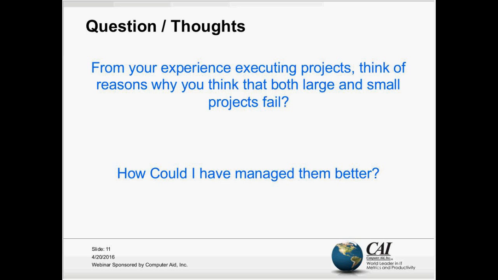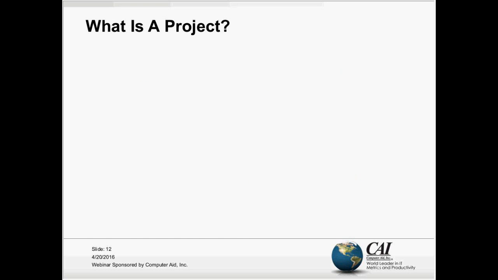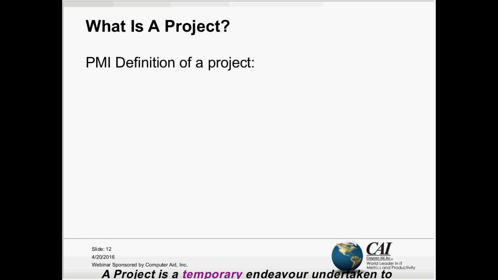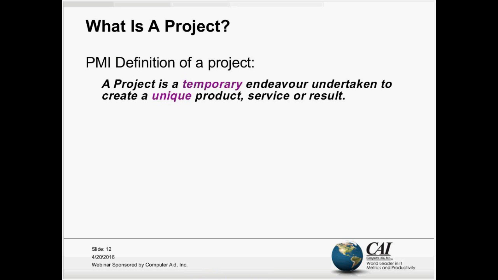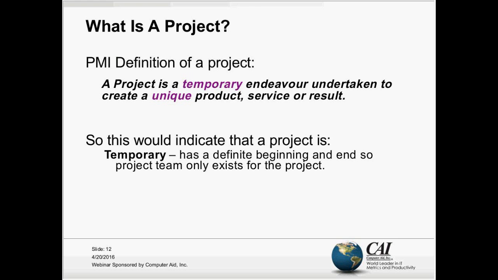So let's talk about what is a project. I think we all know, but let's get in the same context. The PMI definition of a project is the following, as you can see there. It's a temporary endeavor, and it's used to create a unique product, service, or result. It has a beginning and an end. So this would indicate that a project has a beginning and an end. It exists only for a point in time, and it creates some unique product, service, or deliverable. So I think we understand and agree on that.